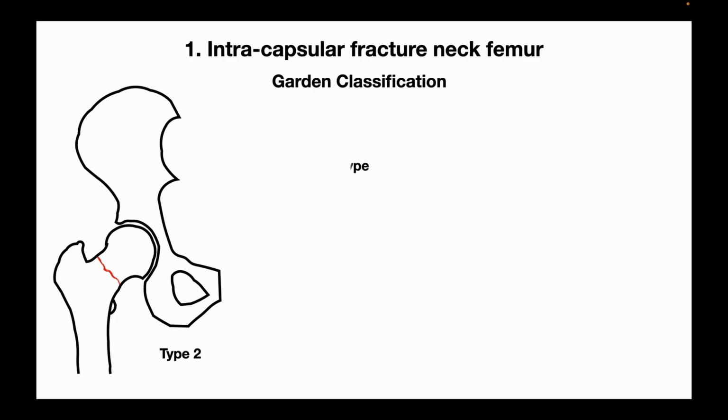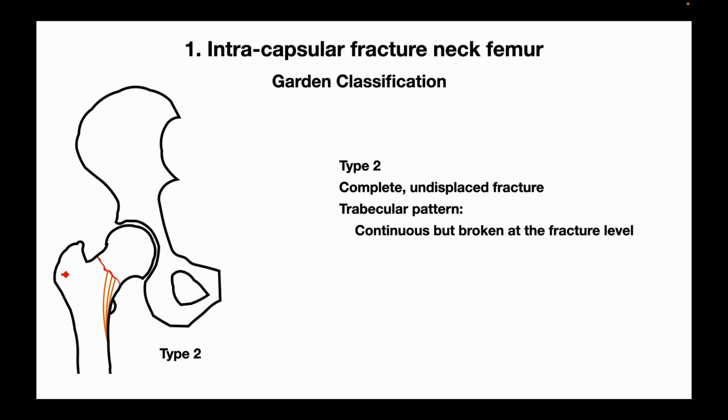Type 2 fracture is a complete undisplaced fracture. Here, the trabecular patterns are continuous but broken at the fracture level. They are normally aligned at the head acetabular junction.